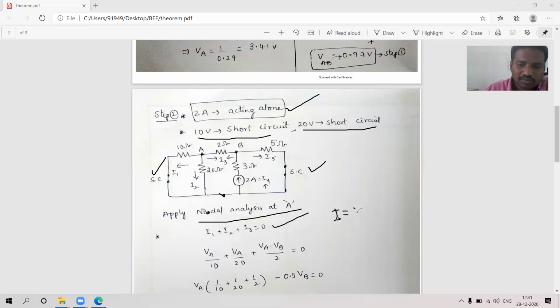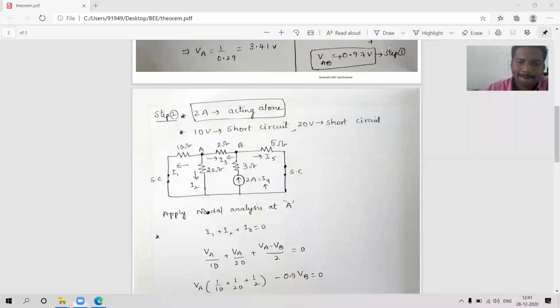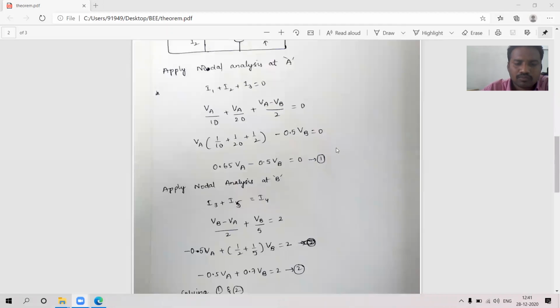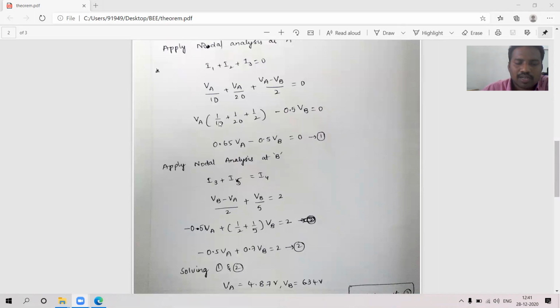Same, V equal to IR, or I equal to V by R, Ohm's law we know. I1 is nothing but VA by 10, I2 is VA by 20, and I3 is from A to B, that is VA minus VB by 2, which is equal to 0. I am again taking the coefficients of VA and VB separately. Let me clear all. When I take these coefficients and do the LCM, I am going to get 0.65 VA minus 0.5 VB is equal to 0. So this is the node 1 equation.